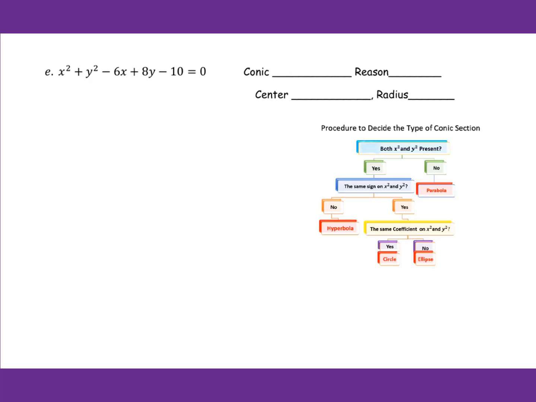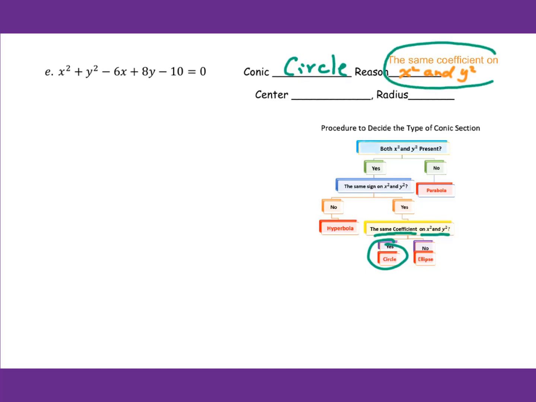According to this flow chart, we know this is a circle because we have same coefficient on x squared and y squared. I write down the reason like this, the same coefficient on x squared and y squared. We want to figure out the center and the radius. You need to change this one into standard form by doing completing square.